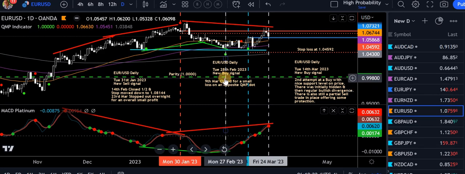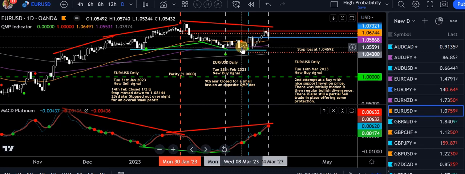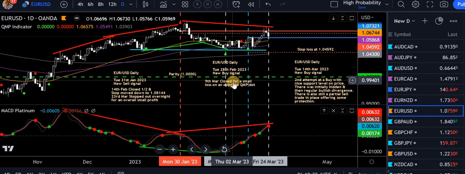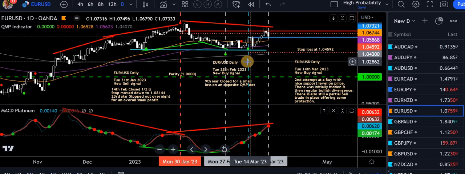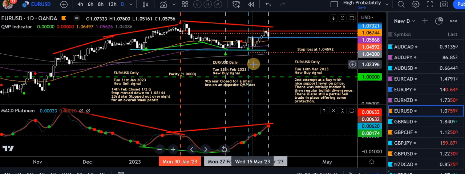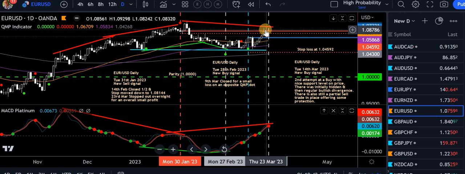Took a buy trade in here on this grey line, on the open of that candle, 28th of Feb, and had an opposite QMP dot there, so we closed out the buy for a small loss. Took another buy here, this one, the 14th of March. It went against me initially. Stop was never in danger, and it's popped up and gone up.